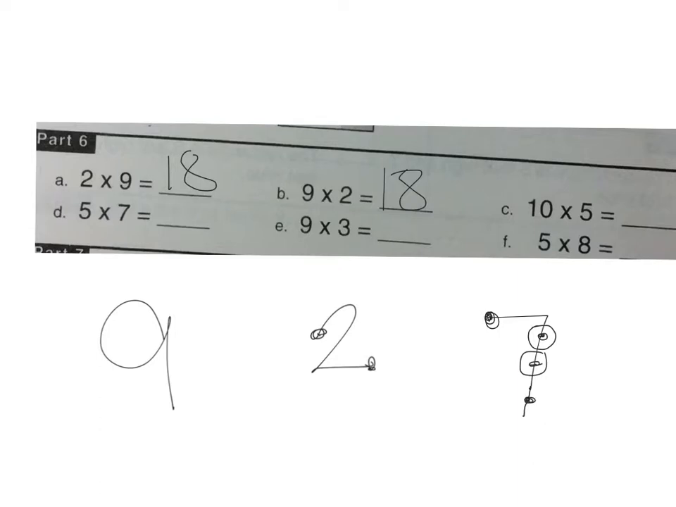And the ones with the circles around it, remember, we touched twice. So I'm going to count by fives 7 times. So I'm going to count 5, 10, 15, 20, 25, 30, 35.